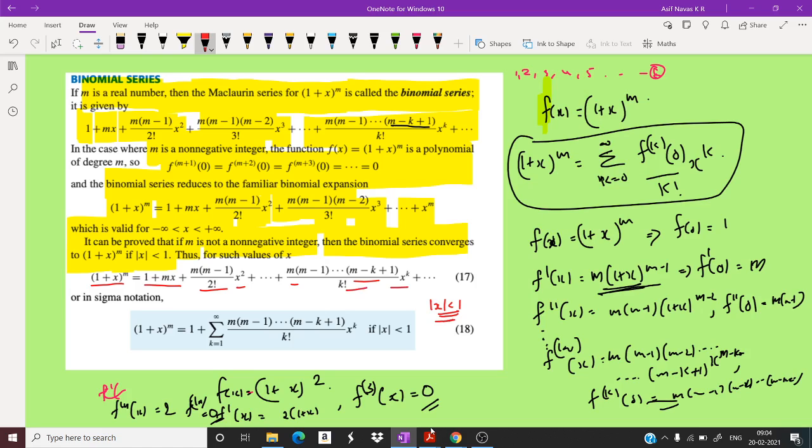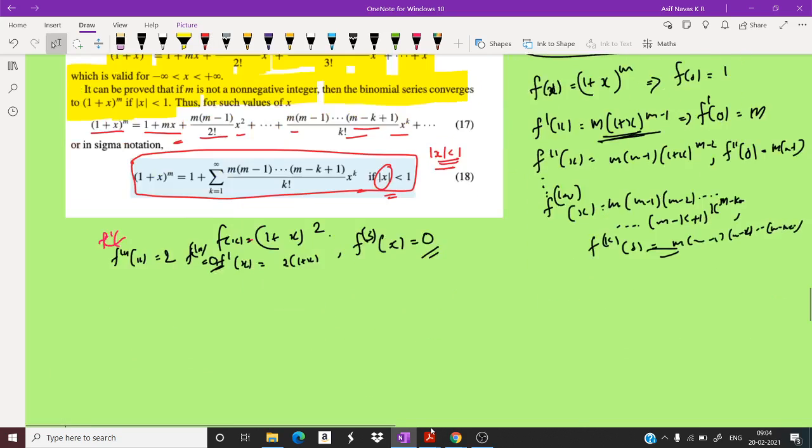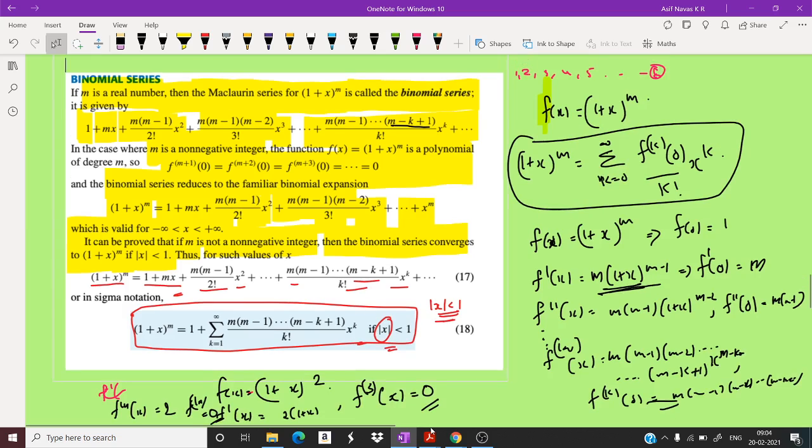So this you can easily prove by using the convergence of series that you already studied. If you put any value of m and mod x less than 1, you can easily find that the series converges. So this is called the binomial series. 1 plus x all raised to m is equal to 1 plus sigma k equal to 1 to infinity of m into m minus 1 and so on, m minus k plus 1 by k factorial, times x raised to k. And this is valid only when mod x is less than 1. So that is the binomial series. You have to study this binomial series.